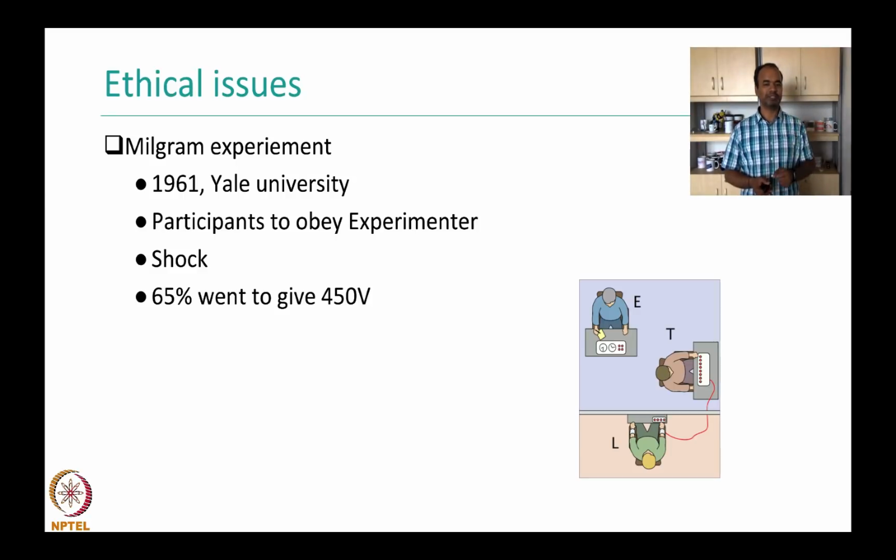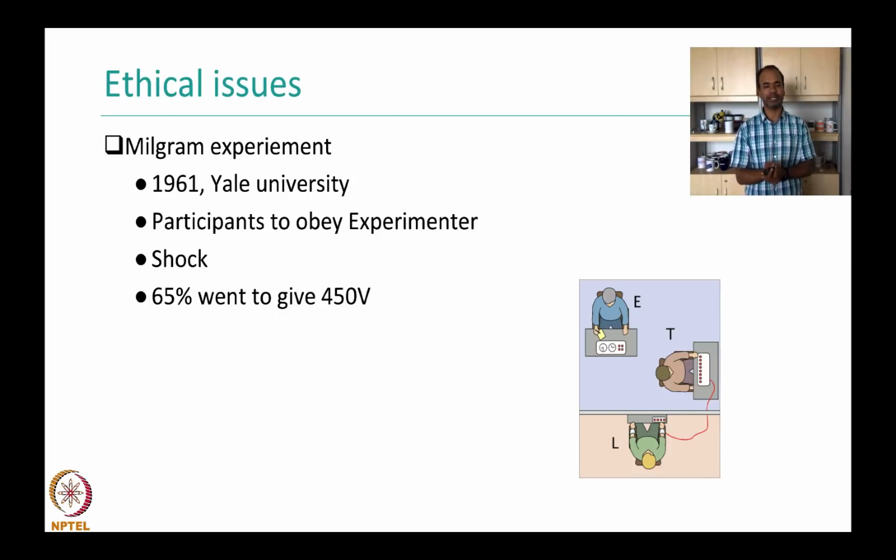Right? So the participants are to obey the experimenter. The experimenter E is telling the participants to do some things and giving instructions, and the participants have to follow the instructions according to what he is saying. Interestingly, in the process the participant ended up actually giving shock to people on the other side, even though there was not any human being on the other side. 65% of them went and gave 450 volts of electricity to the person on the other side.